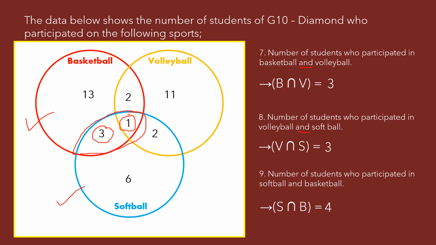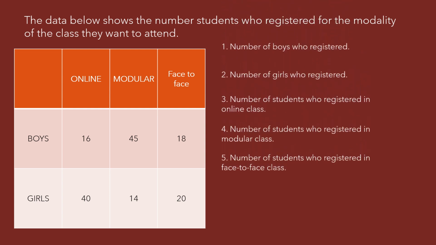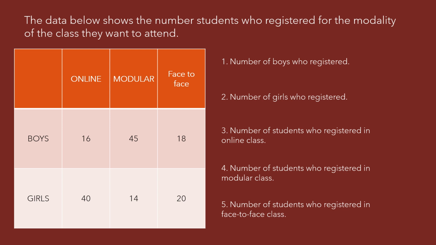Let us have a different set. This time, let us deal with it in tabular form. The data below shows the number of students who registered for the modality of the class they want to attend. First, let us have the basic information. The number of boys who registered: here are the numbers that are covered for the boys. We just simply add up all of this. So 16 plus 45 plus 18. Therefore, the answer is 79.